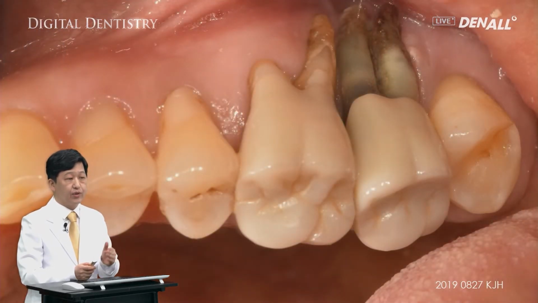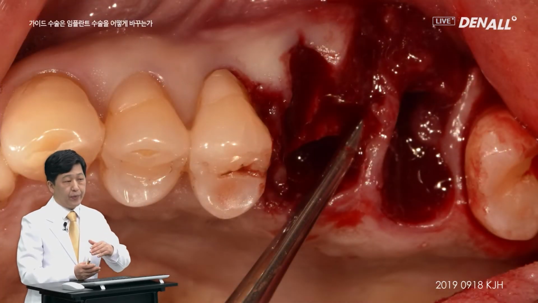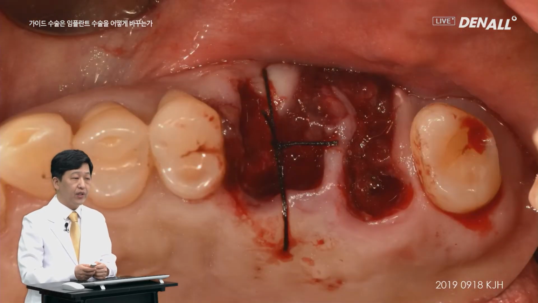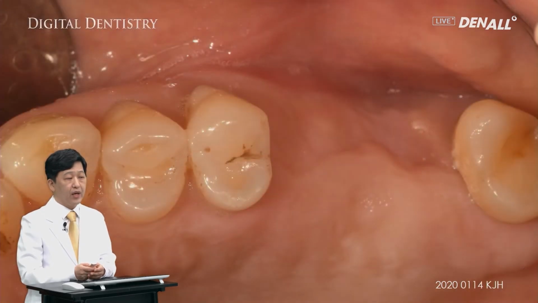First and second molar in the upper left were extracted. And this is after extraction, buccal plate is completely lost. As shown, granulation tissue has been thoroughly removed. Bone graft was not done, and after 4 months of healing period, you can see that soft tissue has healed.